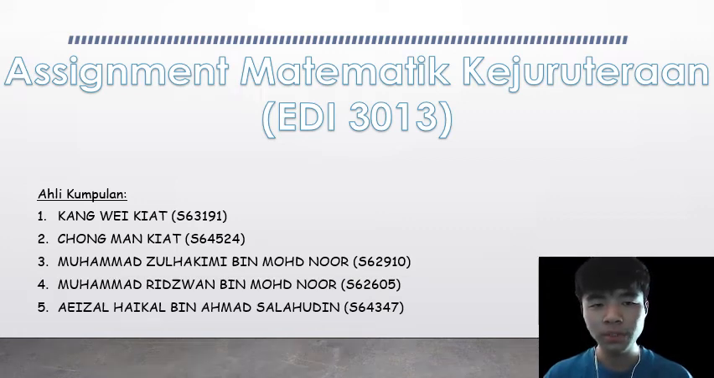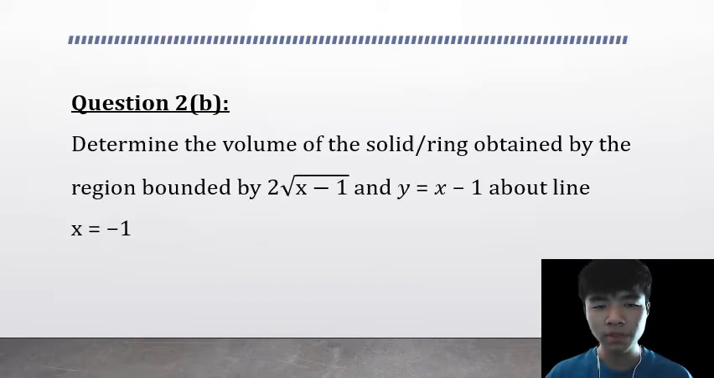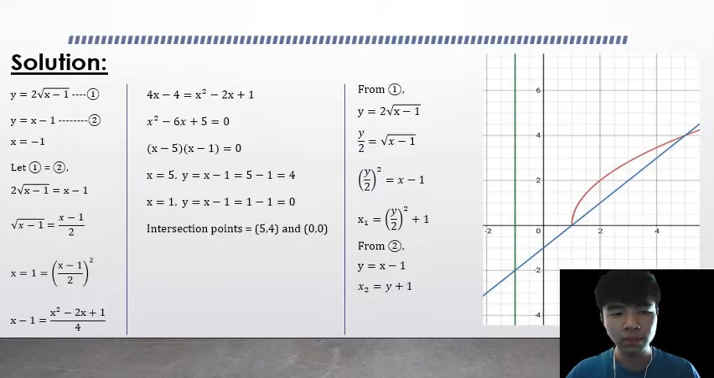Today we will present the assignment Matematik Kejuruteraan, which is about showing the solution for question 2b and 2c. Question 2b: Determine the volume of the solid ring obtained by the region bounded by y equals 2 square root of x minus 1 and y equals x minus 1 about the line x equals -1. The solution: we get two functions.